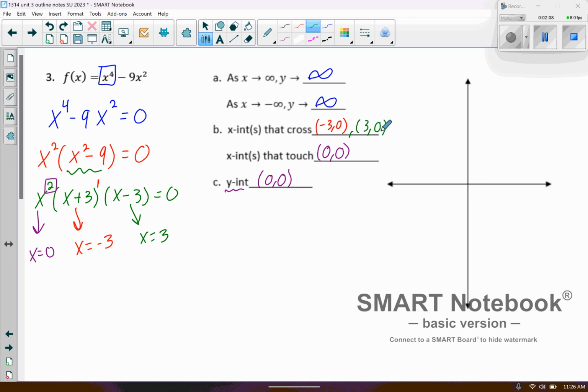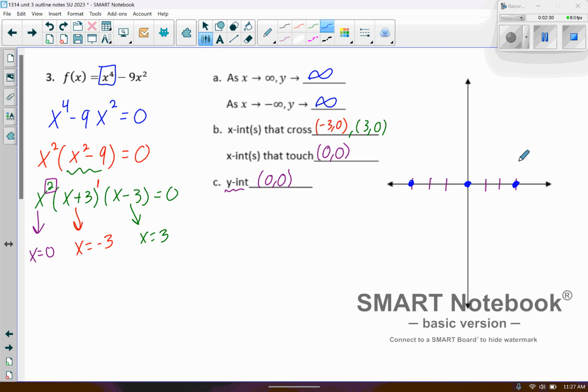So I have my intercepts, I have my end behavior. I'm ready to at least get a rough sketch of this. And so I have x-intercepts at negative 3, positive 3, and then also at 0. So let me plot those. So I've got one here, here, and here.